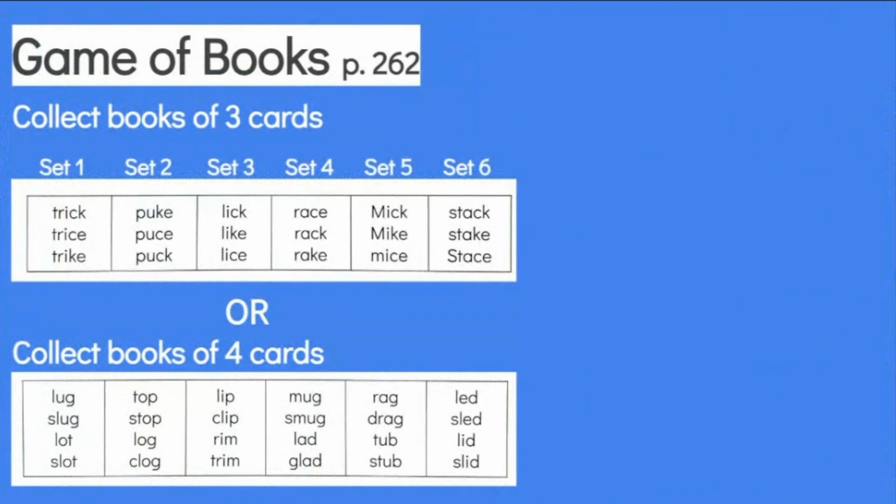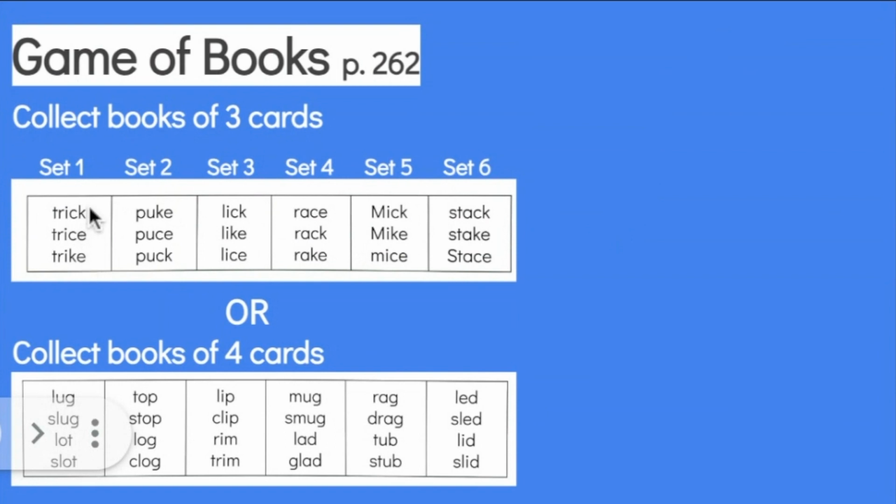You may see a section of 6 boxes that have a grouping of 3 or 4 words in each box. These are game cards that can be used to make a game of books. You can find directions on playing this game on page 262 in your training companion guide. This game is great for practicing words that look similar but have slight differences. For example, different endings such as trick, trice, and trike.